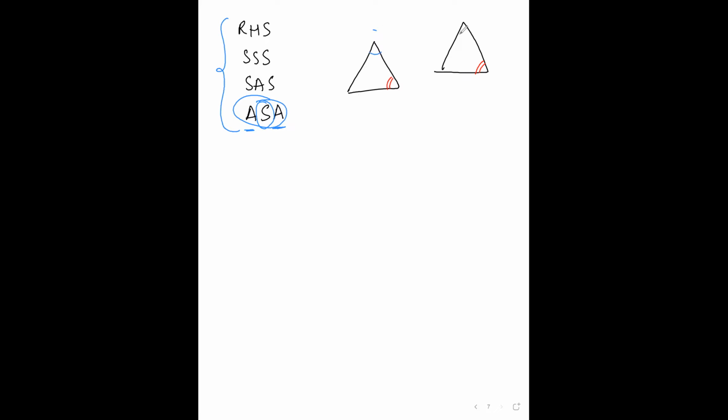Let's say this angle is equal to this angle. Then the included side, what is the included side? The included side is this one. So it has to be like this. Got it? Okay.